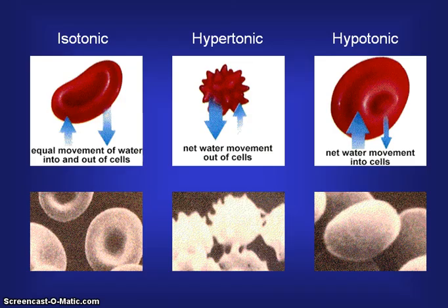Here are just some diagrams of a red blood cell. This is an isotonic solution. This is what the normal red blood cell would look like. There's equal movement of water in and out of the cell. In hypertonic, the water is going to move out of the cell and cause plasmolysis. Hypotonic, water is going to be flowing into the cell and could cause cytolysis.